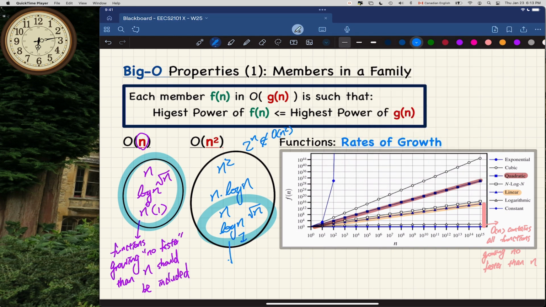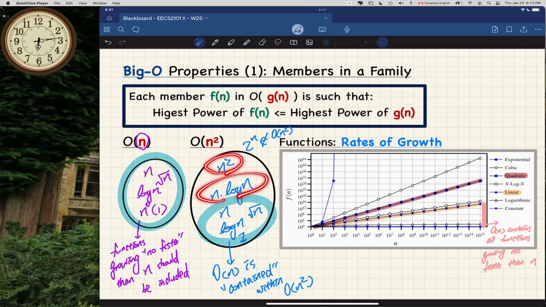So big O of n is, I'll say contained in quote, but we make it more formal, more precise in a moment, within big O of n squared. And notice that n squared and n log n, they only belong to big O of n squared, but they do not belong to the big O of n. They do not. That's something we'll see as well.